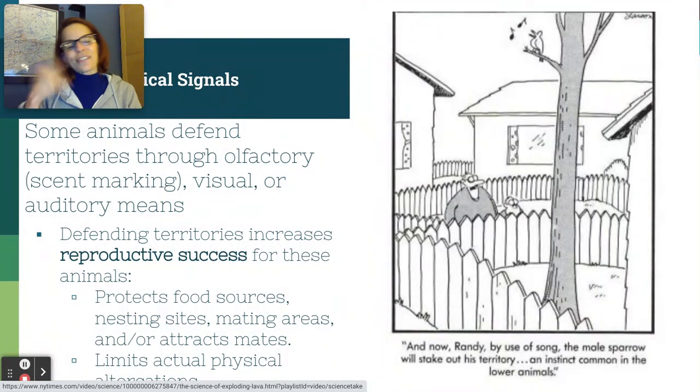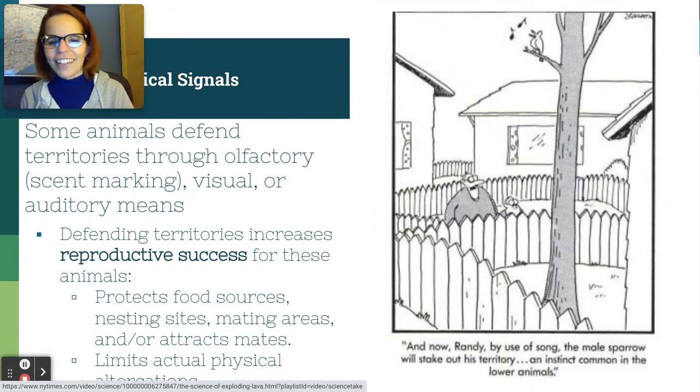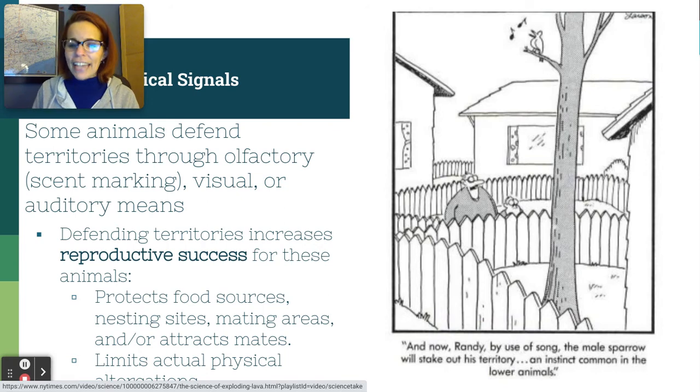All right, and then this was kind of my joke. This Far Side cartoon, if you guys are familiar with Far Side, down at the bottom it says, "And now, Randy, by use of song, the male sparrow will stake out his territory, an instinct common in the lower animals."